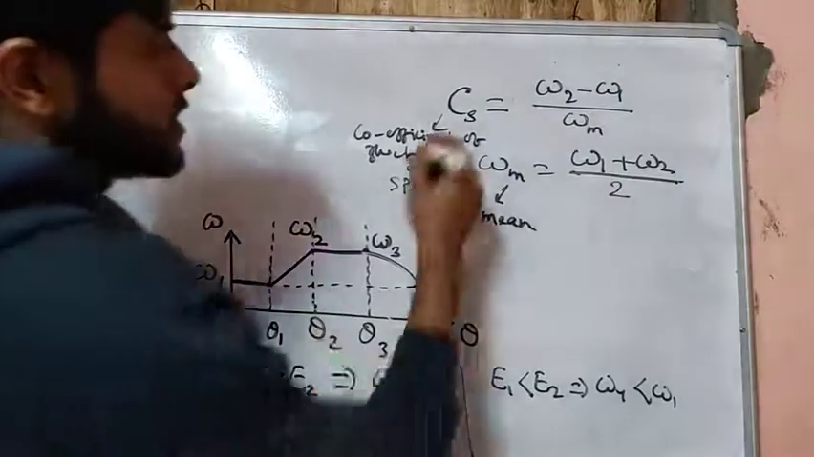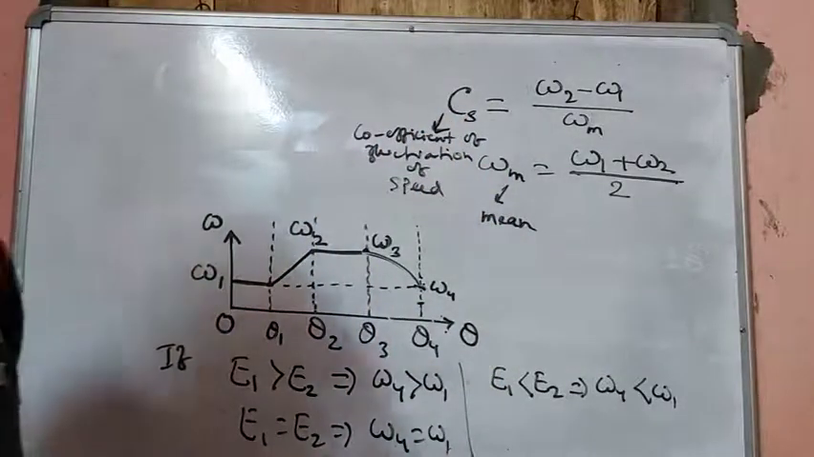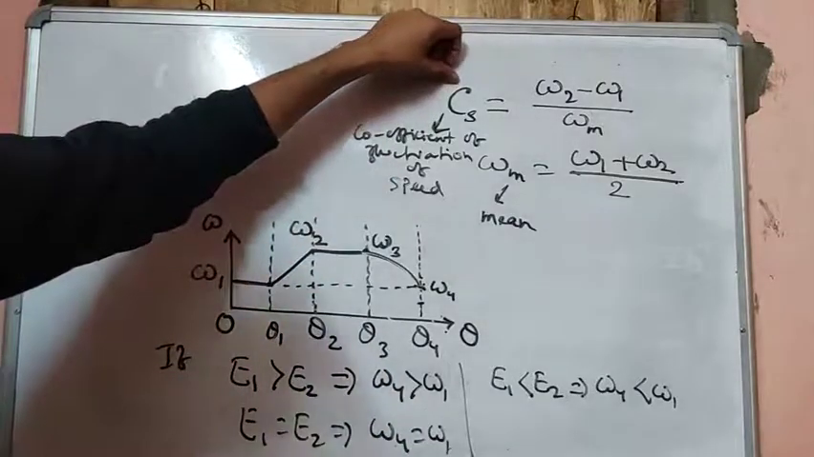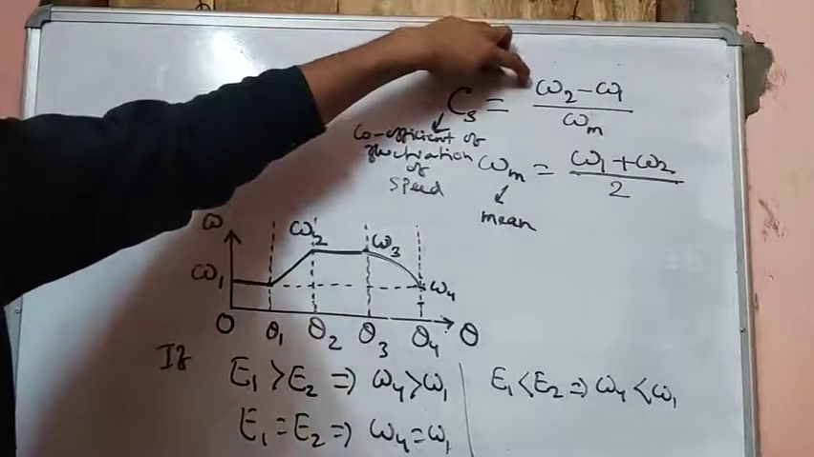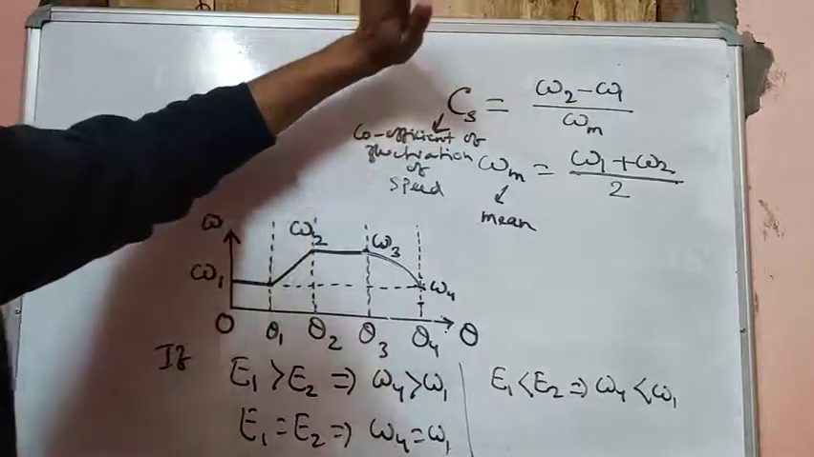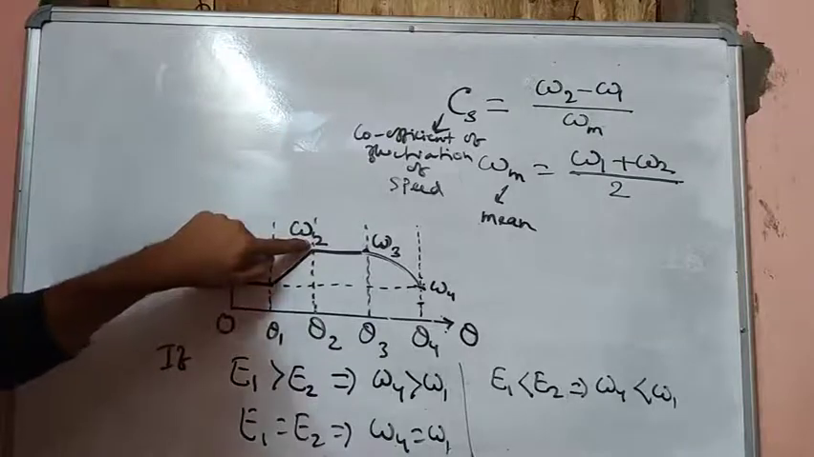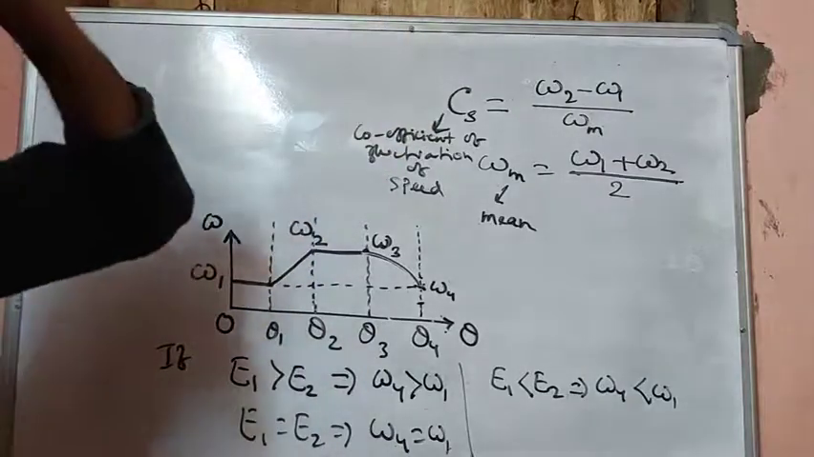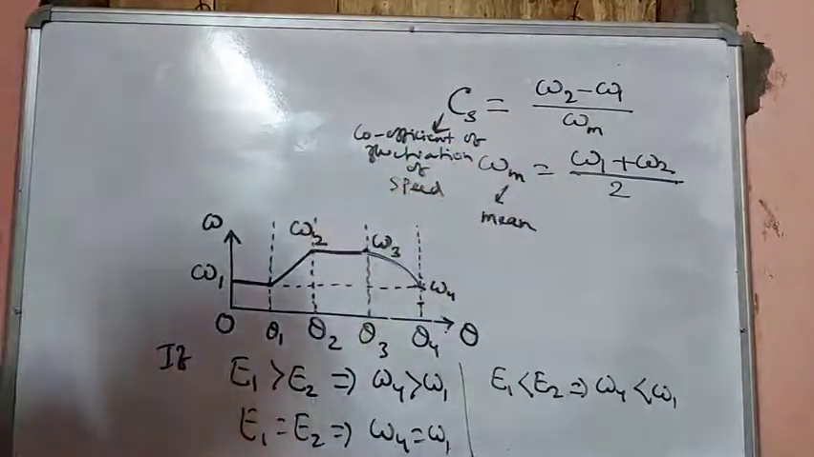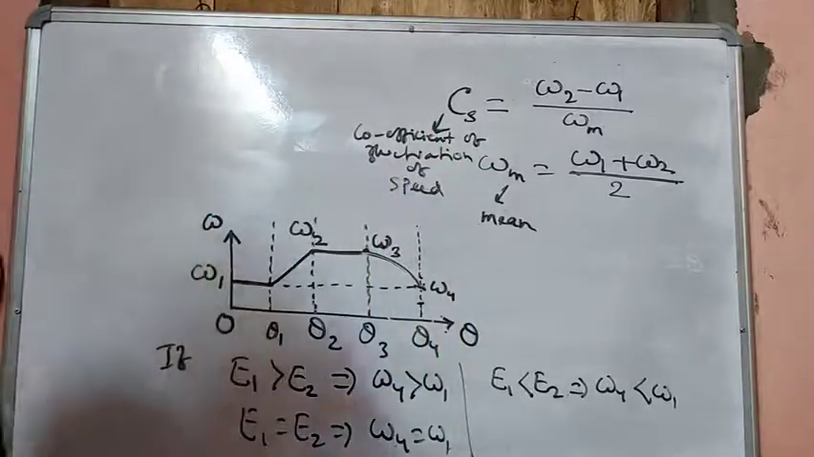This CS signifies how much the system's final angular velocity at the end of the stroke has changed. From this CS we can find out how much the system's final angular velocity has changed once the stroke is completed. Let's say we can find out omega 2 from this coefficient of fluctuation of speed. So this is the definition: omega 2 minus omega 1 divided by omega average.